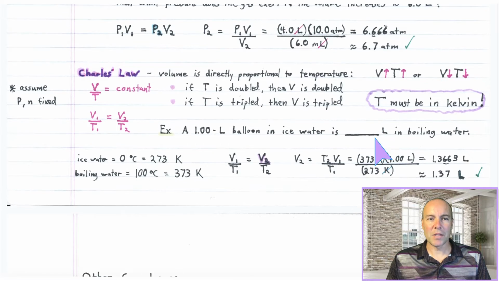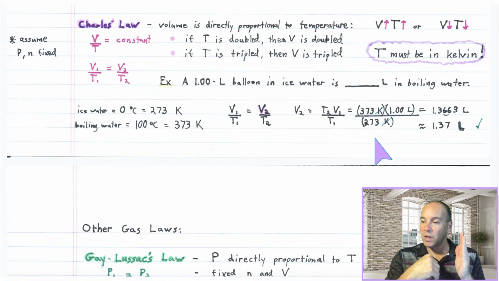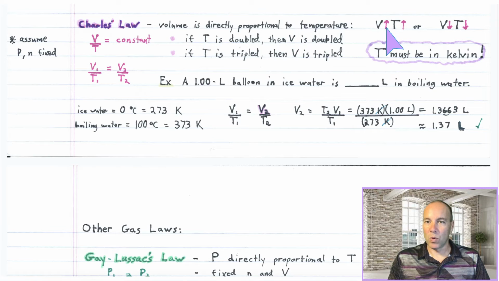The next law relates volume and temperature. Whereas volume and pressure are inversely proportional, the volume and temperature are directly proportional to each other. When one goes up, the other one goes up. And when one goes down, the other one also goes down. Okay? And suppose the temperature is doubled, the volume doubles. If the temperature triples, the volume triples. Now your temperature's got to be in kelvins for this to work. Okay, you got to have an absolute temperature scale, more specifically.